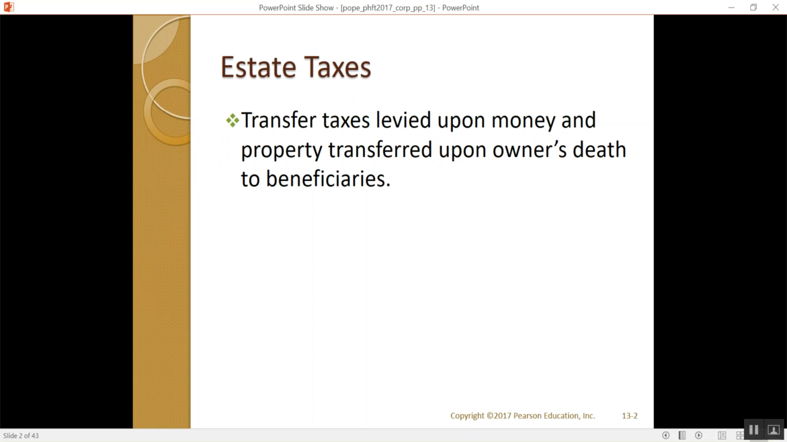As I said, estate taxes are transfer taxes, and they are assessed upon beneficiaries who are transferred property and money from a decedent's estate upon the death of the owner of that property.